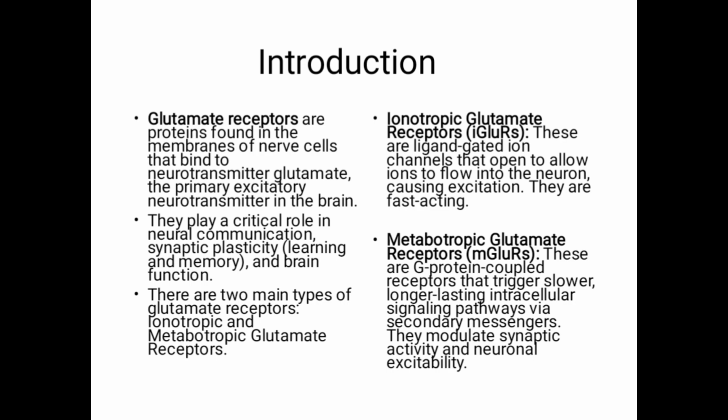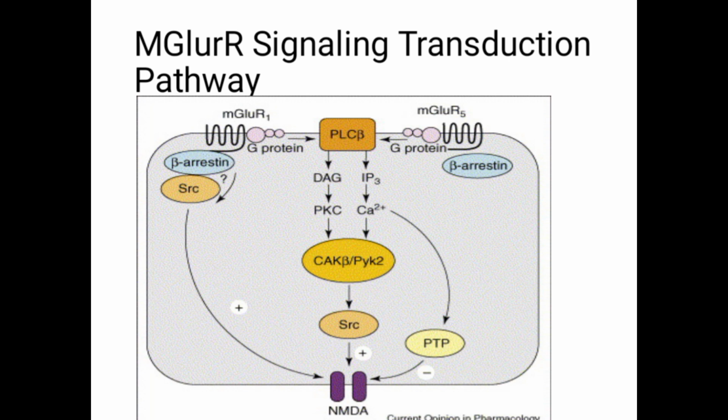But I'm looking at the metabotropic glutamate receptors. Now, these are G protein coupled receptors. They are slower when you compare them to the ionotropic glutamate receptors, and they work through secondary messengers. Now, this is the signal transduction pathway of these metabotropic glutamate receptors. Now, this is how it works.